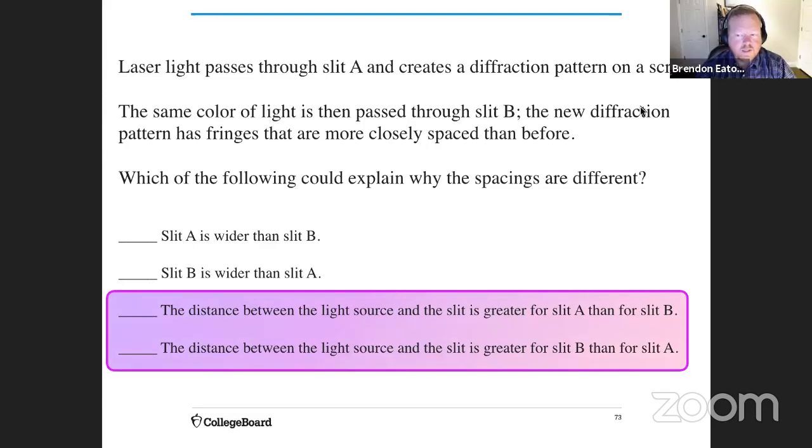Those are bad. So that leaves us down to slit A is wider than slit B, or slit B is wider than slit A. So if I know it's the exact same light passing through both of the slits, and slit B has fringes that are closer together, that means that slit B has to be wider than slit A.